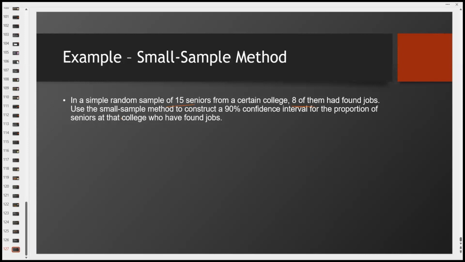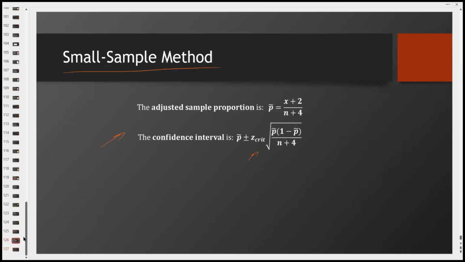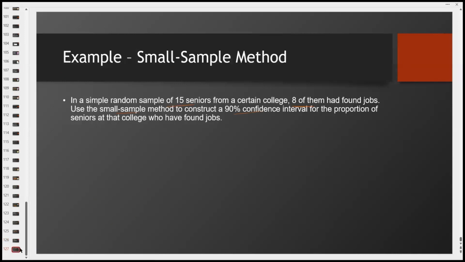Okay, we want to use the small sample method to construct a 90% confidence interval for the proportion that found jobs. Here, for our adjusted proportion, we're just going to add 2 to the numerator and add 4 to the denominator. The little tilde over it marks the adjusted proportion. That's going to be 8 plus 2 over 15 plus 4, that's 10 over 19, 0.526. So 1 minus that is 0.474.